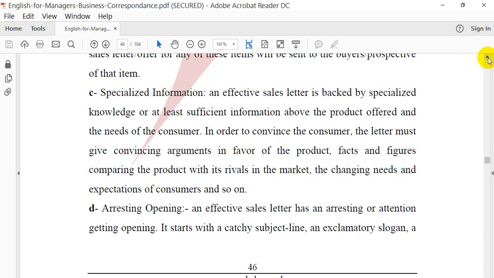When you write something, you write it correctly, and when the reader reads your letter, they will not ask you, is it true or is it not true? So you have to be sure of your information when you write in a sales letter. So this is what we call specialized information. Let's go to item number D in writing a sales letter.